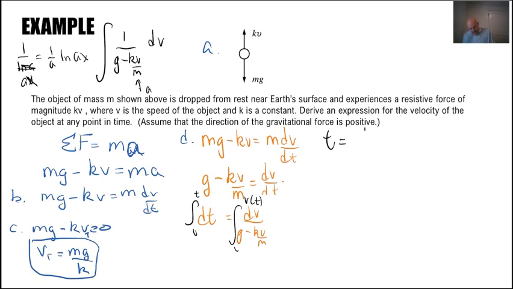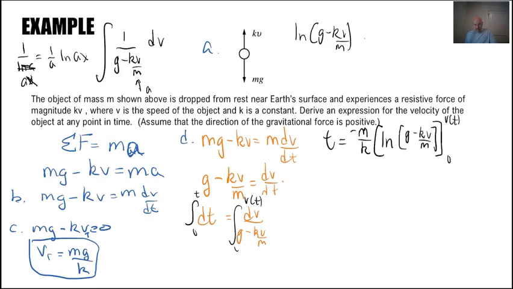So we're going to have negative m over k, right? Times the natural log of g minus kv over m. And we're going to evaluate that from 0 to v of t. Okay? Now, we go upper limit minus lower limit, so we get ln, right, g minus kv over m minus ln of g. That's it, because if I plug in 0 for v, I get g, ln of g, okay?